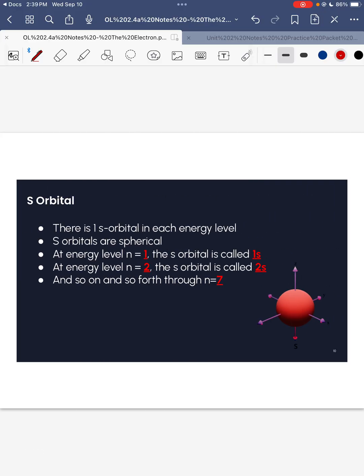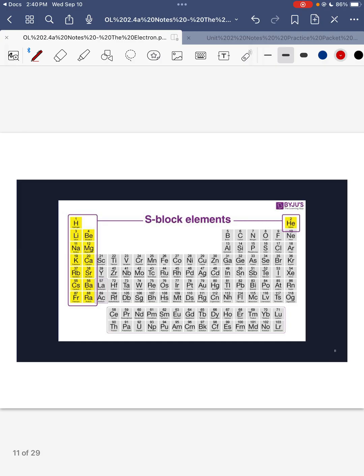Within each orbital, we need to know a little bit about them. First, the s orbital. There's only one s orbital at each energy level. And s orbitals are spherical and fairly simple. At energy level 1, the orbital is called 1s. At energy level 2, the orbital is called 2s. And so on and so forth through n equals 7. So at the 7th energy level, we would have 7s. Let's look at that on the periodic table.